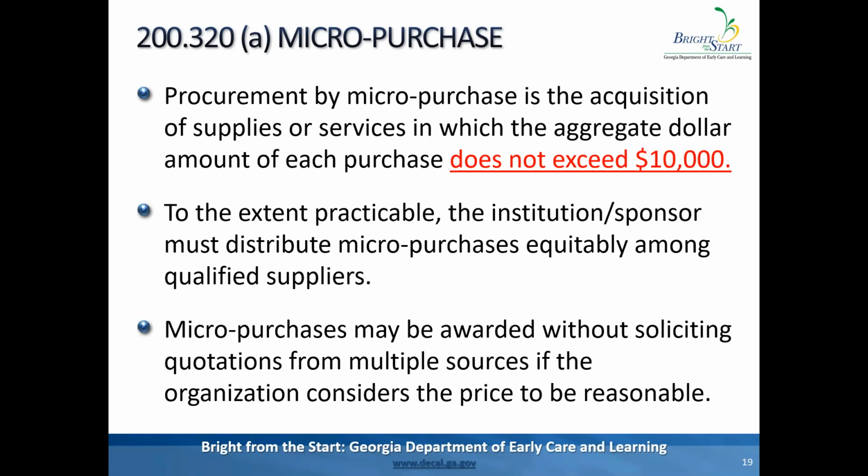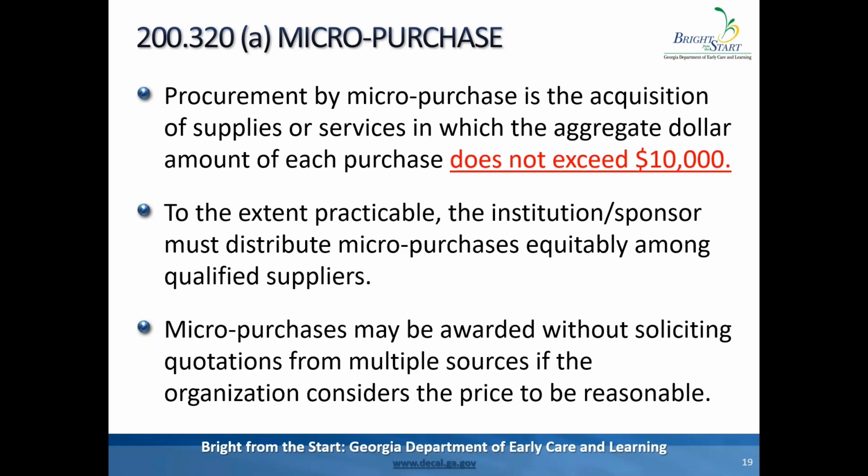On to micro purchase. Procurement by micro purchase is the acquisition of supplies and services in which the aggregate dollar amount of each purchase does not exceed $10,000. So each individual purchase that you make cannot exceed $10,000. To the extent practical, the institution or sponsor must distribute micro purchases equitably among qualified suppliers. So in short, this means that you must diversify the suppliers that you use for your purchases. You must rotate your vendors.